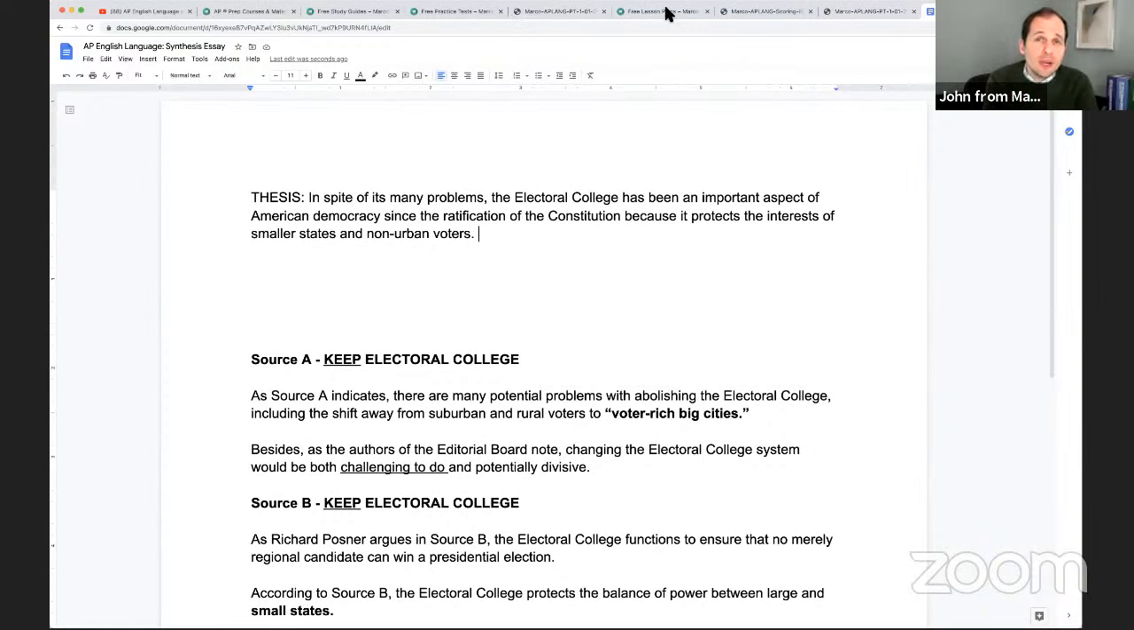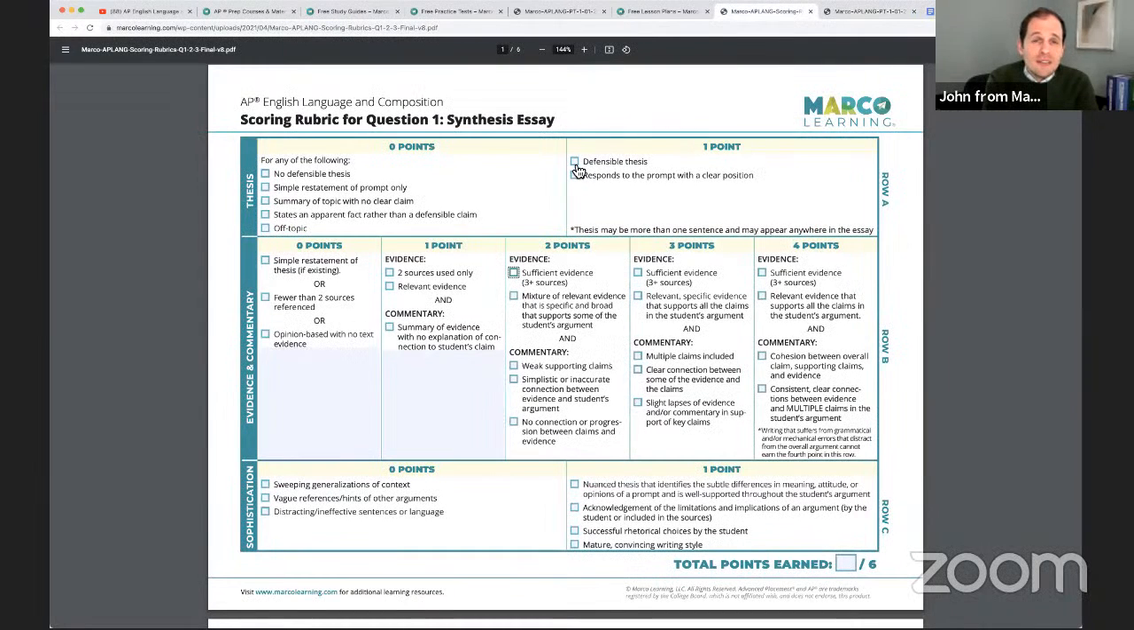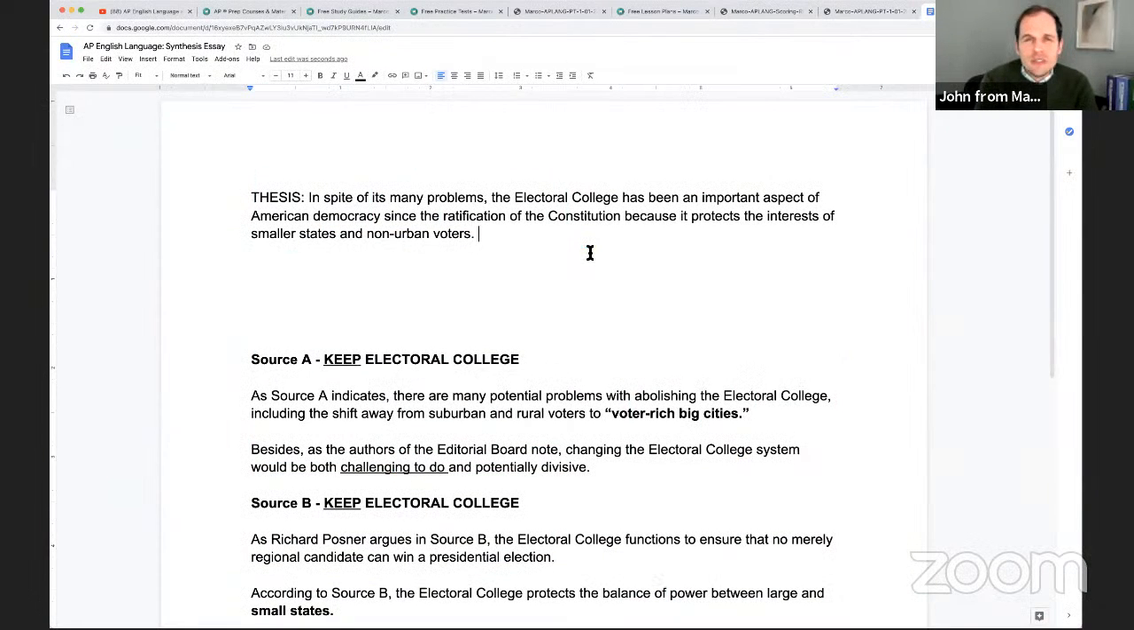We come back to that rubric I showed all of you, right? Where it was right here. Is this a defensible thesis? Yes. Does it respond to the prompt? Yes. I get the thesis point. Good job, mate. I could add a little more sophistication and say, moreover, the Electoral College is, and here's where I have to think of that second reason. I've got the first one. There's a whole body paragraph that can develop the interests of smaller states and non-urban voters. And then I need my second idea.